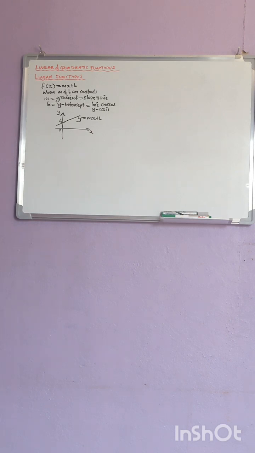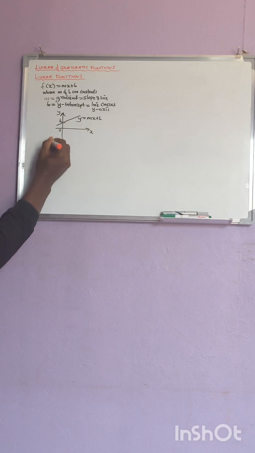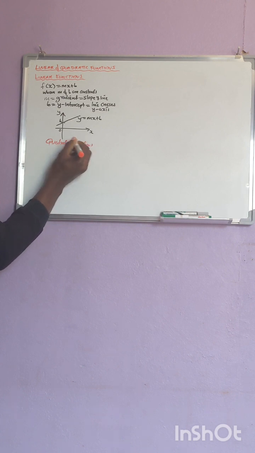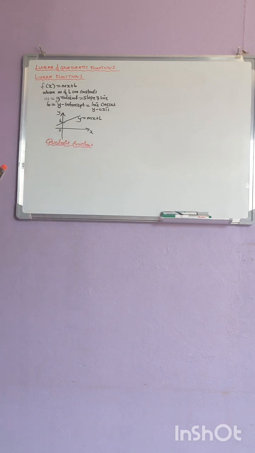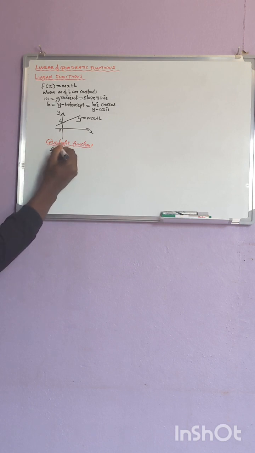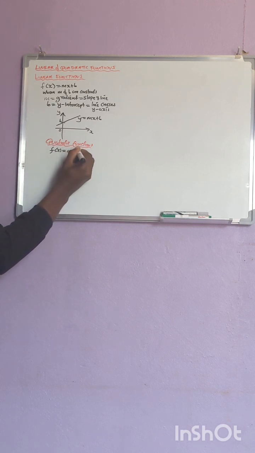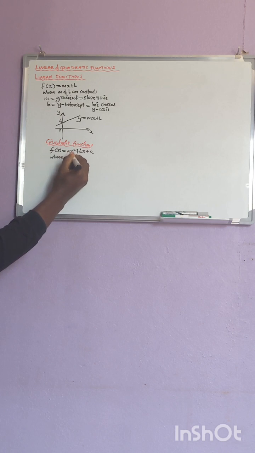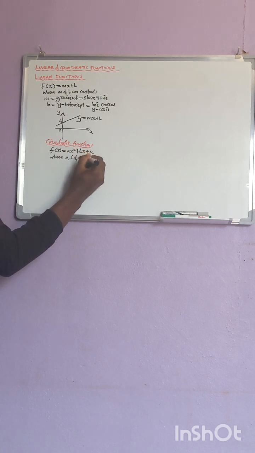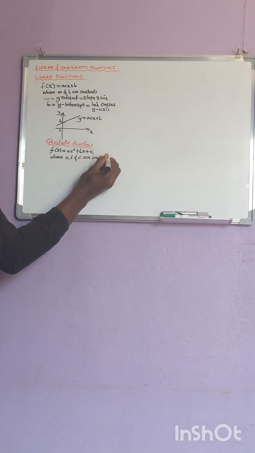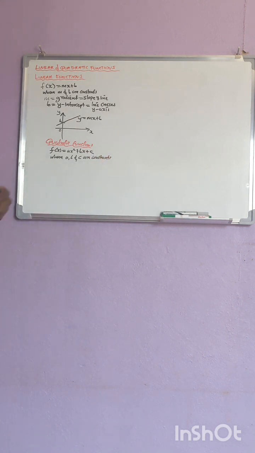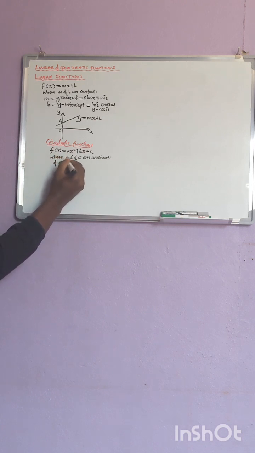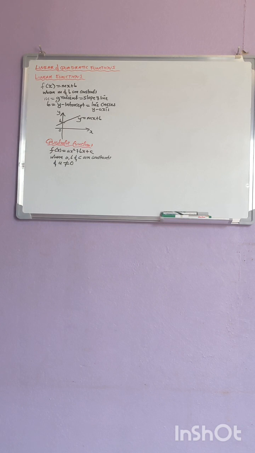So what about quadratic functions? Quadratic functions are of the form f of x is equal to ax squared plus bx plus c, where a, b, and c are constants, and a is not equal to 0. So these are quadratic functions.